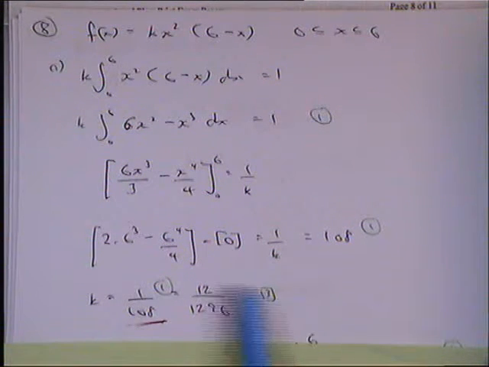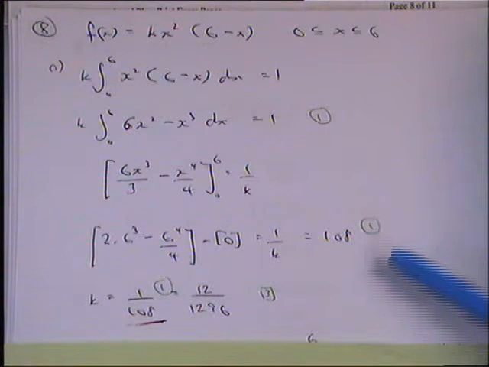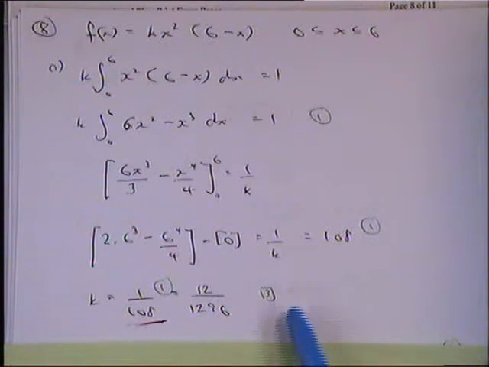3 marks for this altogether. 1 mark for the statement here about integrating, it's 1. 1 mark for getting 1 over k, and another mark for getting k to be 1 over 108. So 3 marks up to that point.